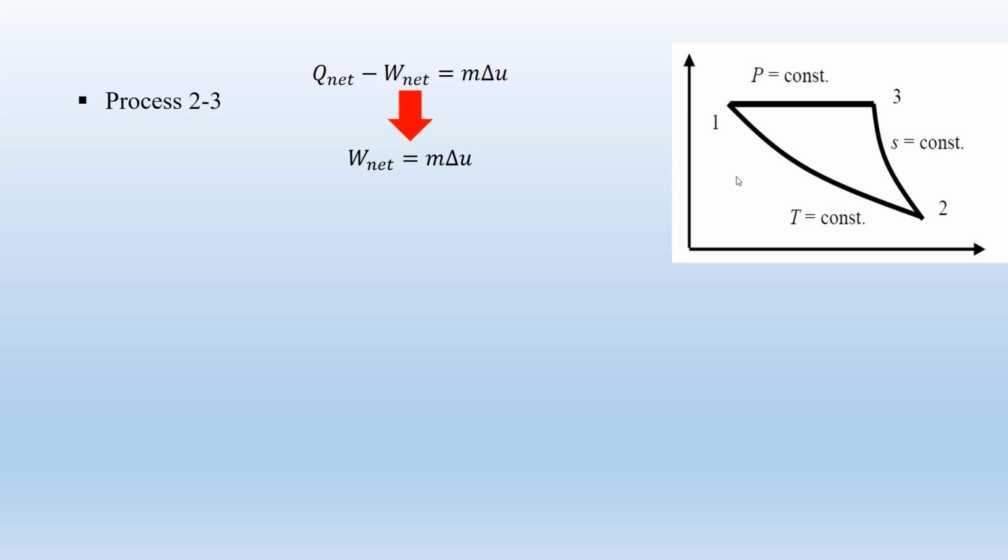What you need to do, you need to find the delta U. You already determined M in the previous section. M is constant because this is a closed system. What you need to do, you need to find the U3 and U2. Please spend 2 minutes and then calculate U3 and U2, find the U3 and U2 from the reference tables.